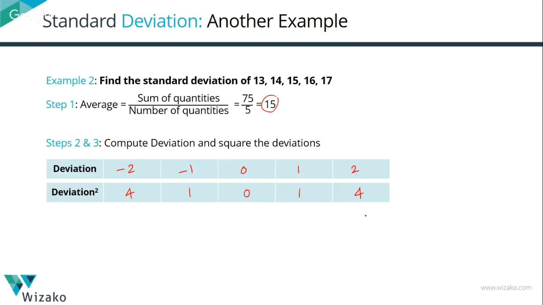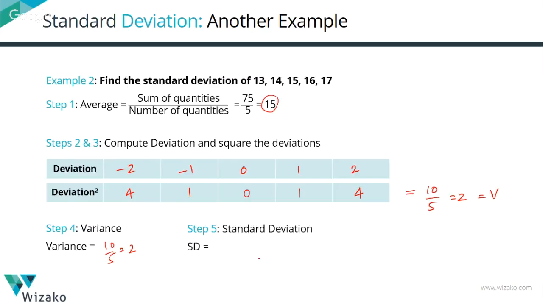Let's set about finding the sum of these and therefore computing the average. 4 plus 1 is 5, 5 plus 5 is 10. So the sum of the squared deviations is 10, divided by 5, which is equal to 2. So this happens to be the variance. Standard deviation is the square root of this, root 2, approximately equal to 1.4. If you know it's 1.4142, brilliant, but 1.4 will more than suffice.